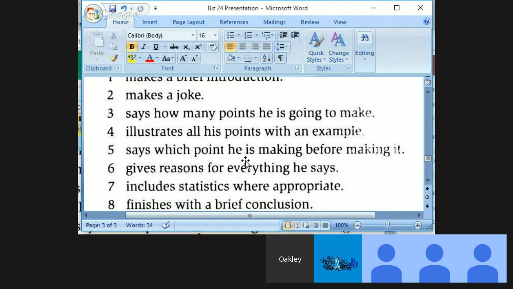5 says which point he's making before making it. Well, not necessarily. You can start whatever you want to start off. Okay. Well, personally, I do this, and I would recommend this. Again, the whole signaling to help your listeners retain information.